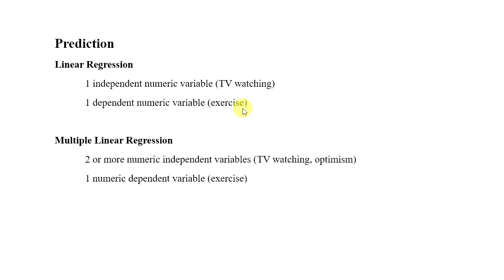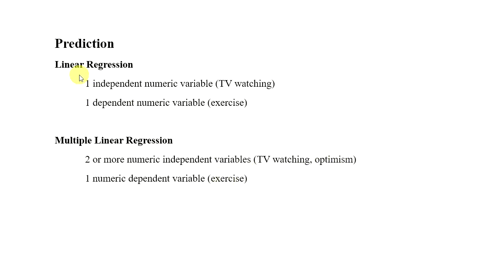So in this case, you want to know, can the amount of TV someone watches help predict how much they exercise? For the multiple linear regression, you want to know if the amount of TV and their level of optimism, so think of optimism as an optimism score, like 1 through 30, how optimistic are you? These are both numeric variables, and you want to know, can TV watching and someone's optimism level predict how much they exercise?